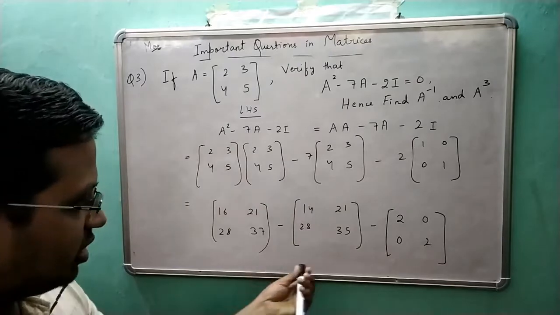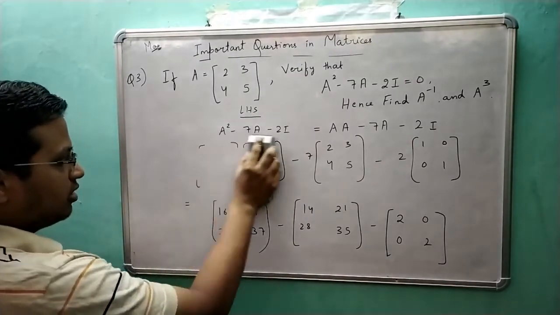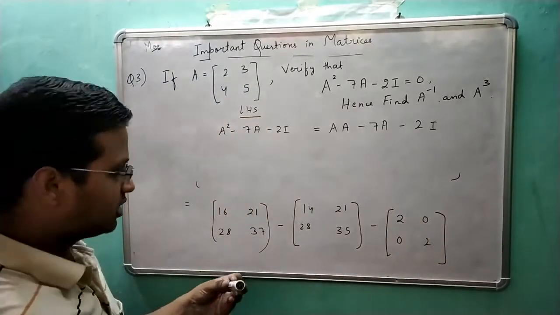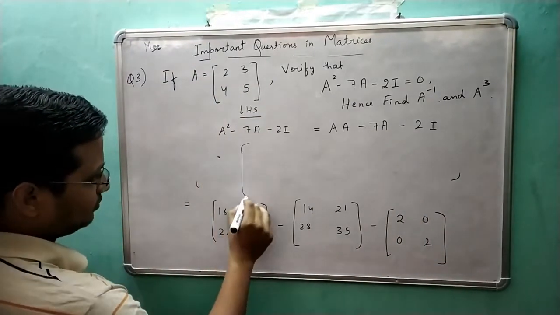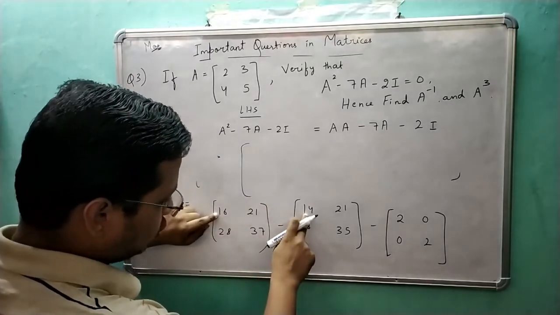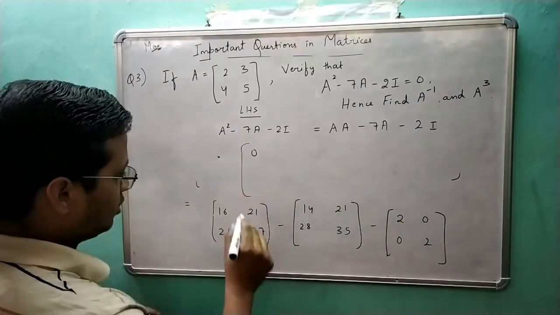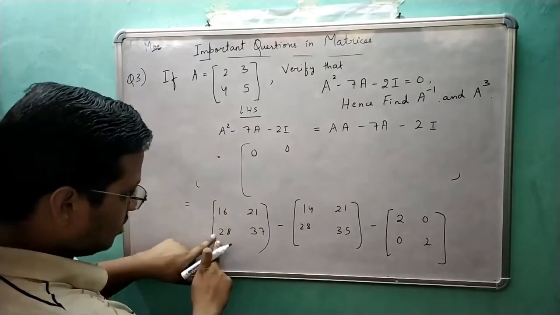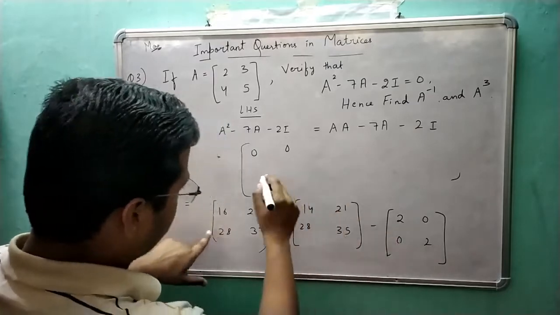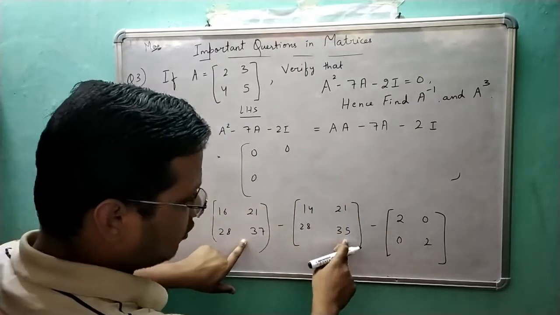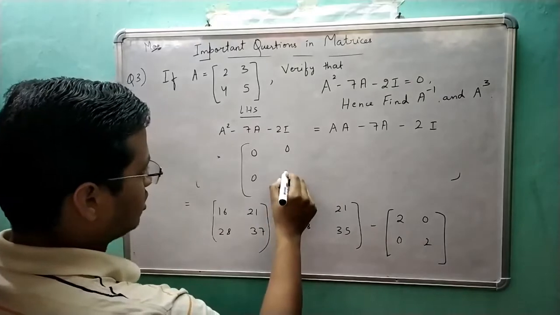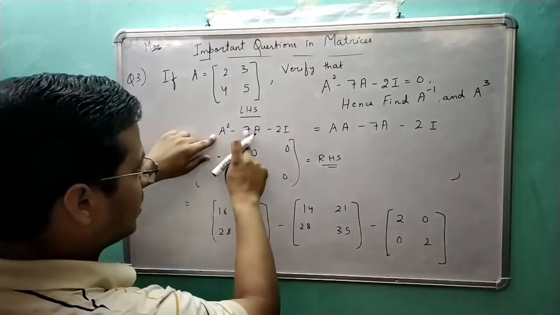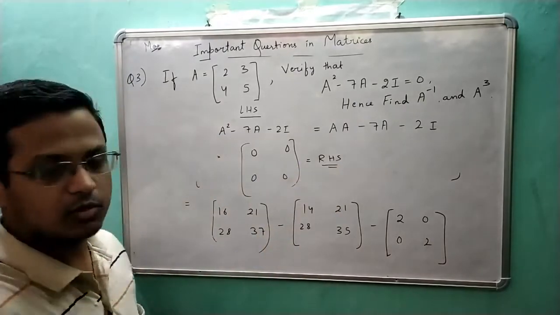Now since all the three matrices are of the same order, we can subtract them. And on subtracting, as you will see, we will get 16 minus 14 is 2. 2 minus 2 is 0. 21 minus 21 minus 0 is 0. Similarly, 28 minus 28 minus 0 is 0. 37 minus 35 is 2. 2 minus 2 is 0. So we have verified that A square minus 7A minus 2I is equal to 0.